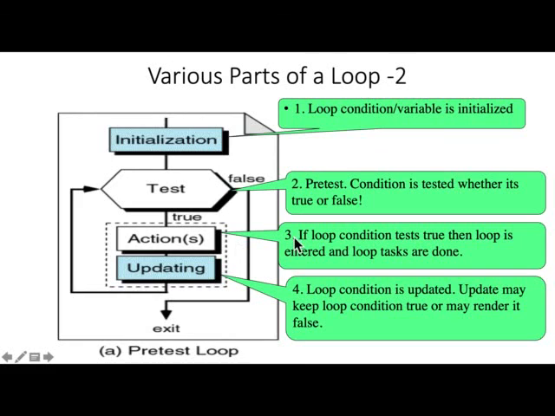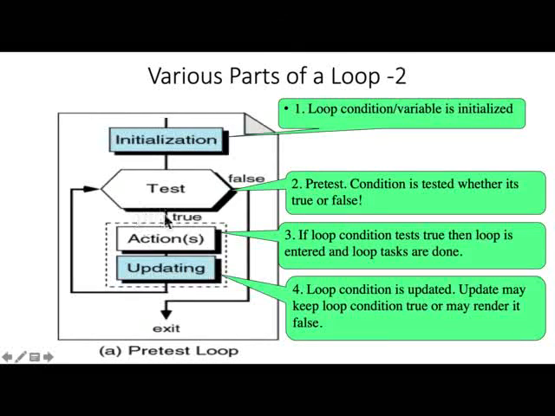Loop task. If loop condition test is true, then I'll enter the loop and do the loop task. Here we are showing one box, but it could be more than one. And then loop condition is updated. Update may keep loop condition as true or may render it false. If it renders false, then we exit the loop. If it keeps it true, we continue the loop.